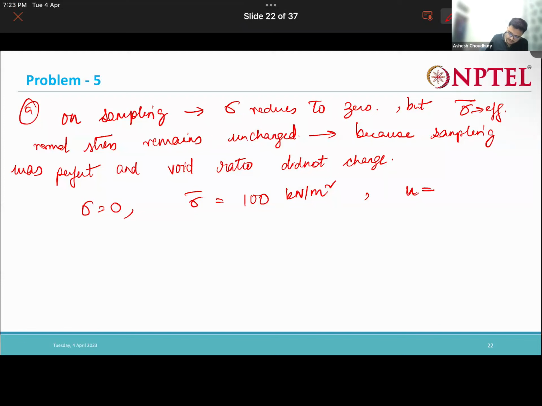So pore water pressure will be minus 100, right? That's why this is 0. Now let us come to B.